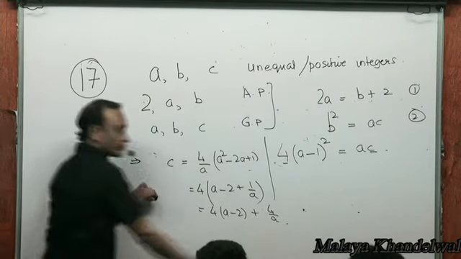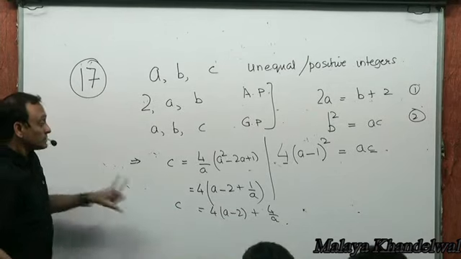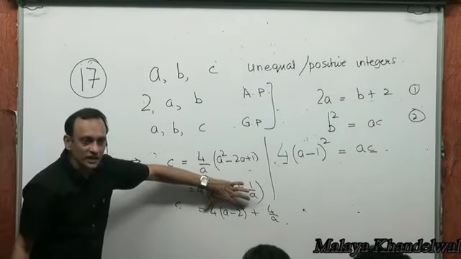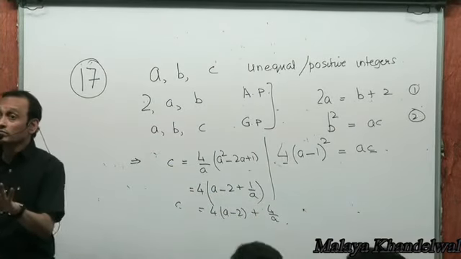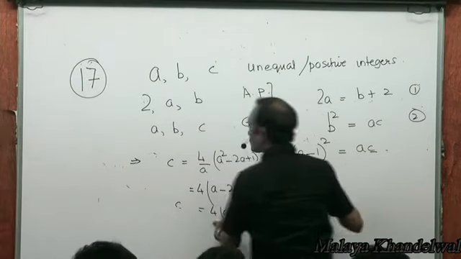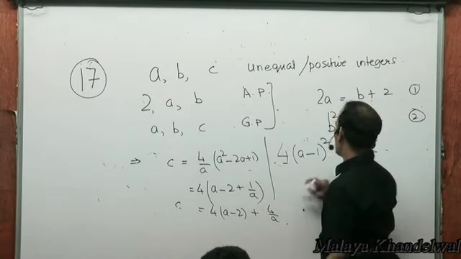Now, look. c is an integer, and 4 into (a minus 2) is an integer. That means 4 by a must be an integer. Yes or no? 4 by a must be an integer. I can understand what you mean.